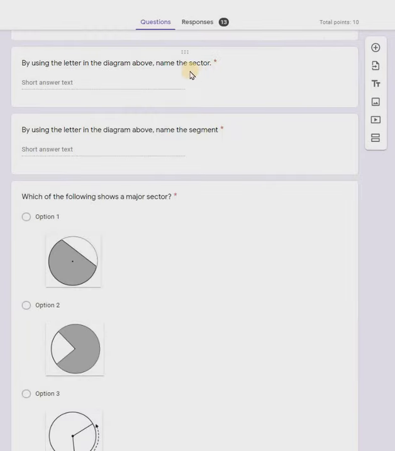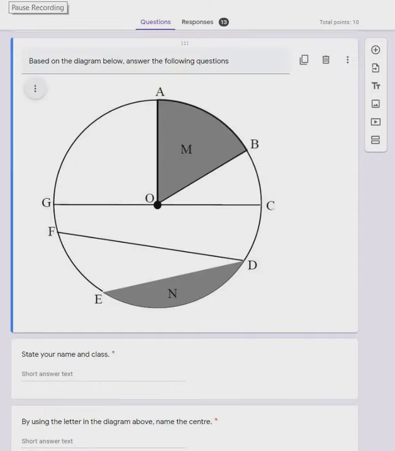The next two questions ask you to determine the sector and segment. Sector and segment refer to a region or area. A sector is a region or area covered by two radii and an arc. A segment is a region or area covered by a chord and an arc. Going back to the diagram, the sector is the region covered by two radii and an arc, so the region I labeled M is the sector.